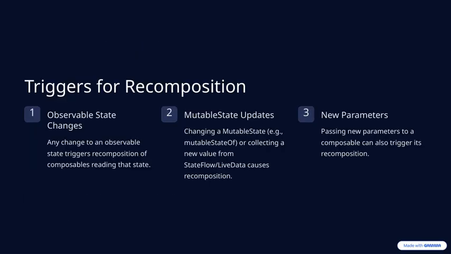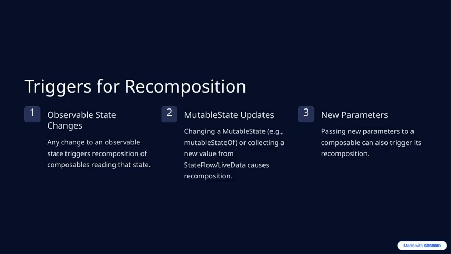Let's dive into the triggers for recomposition. First, any change to an observable state will automatically trigger a recomposition of the composables that are reading that state. This means that whenever the state updates, the UI will be refreshed accordingly. Second, updating a mutable state, like using mutableStateOf, or collecting a new value from sources like StateFlow or LiveData, also causes recomposition. Essentially, whenever these states change, the system knows to re-render the affected parts of the UI.